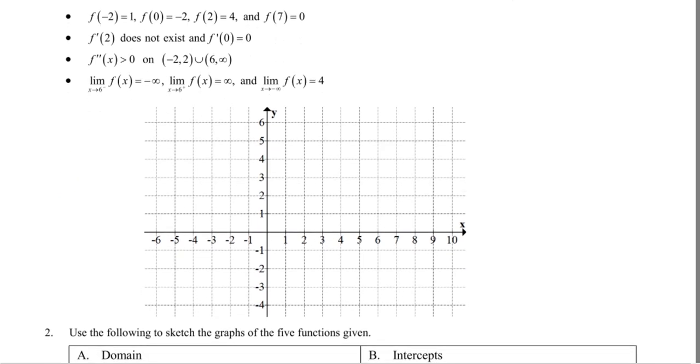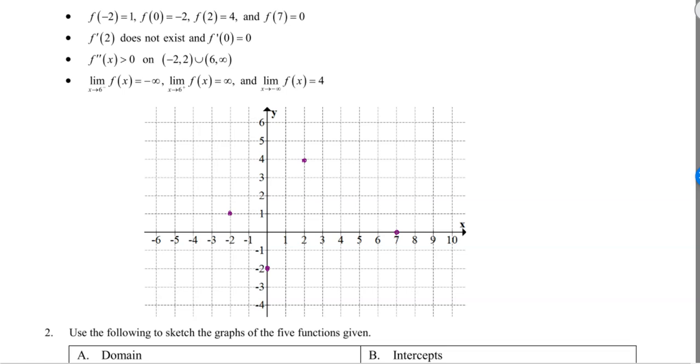So f of negative 2 is 1. F of 0 is negative 2. F of 2 is 4. And f of 7 is 0. Okay, so we got points.